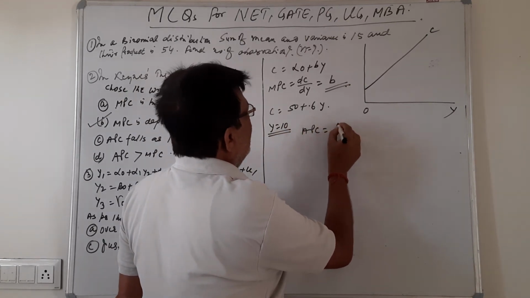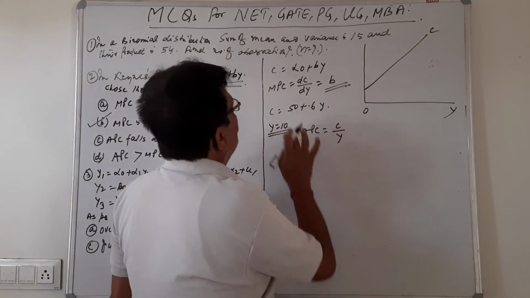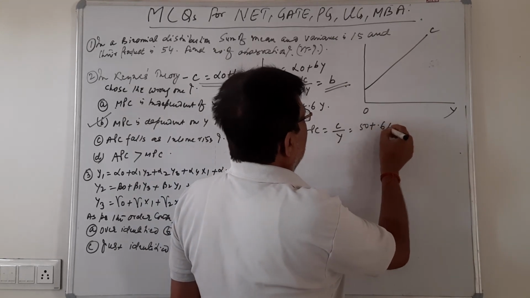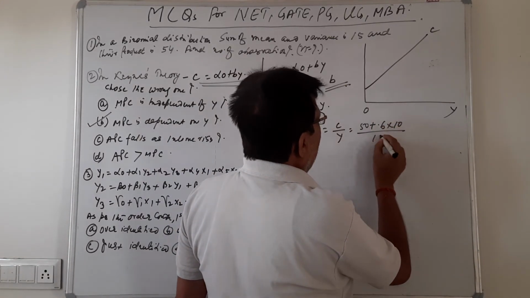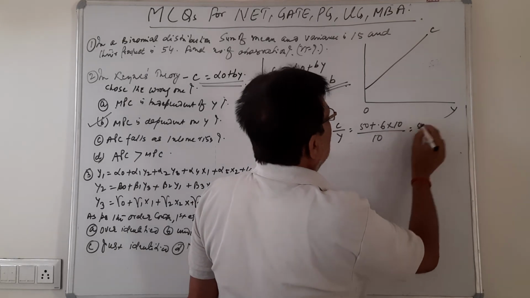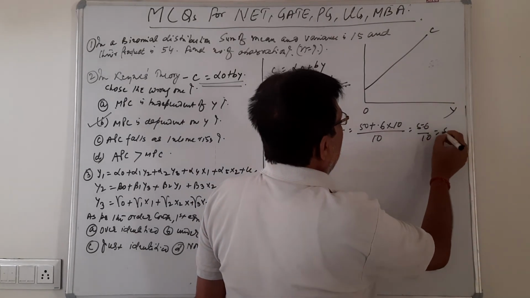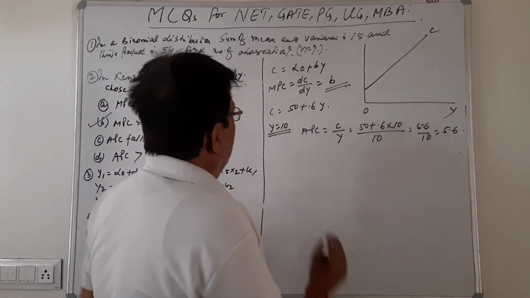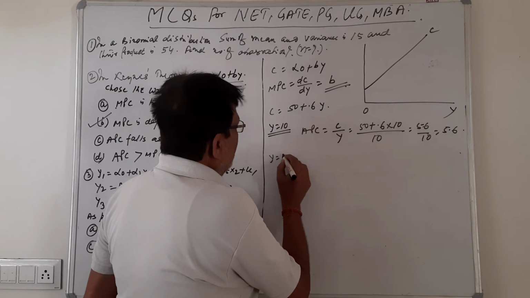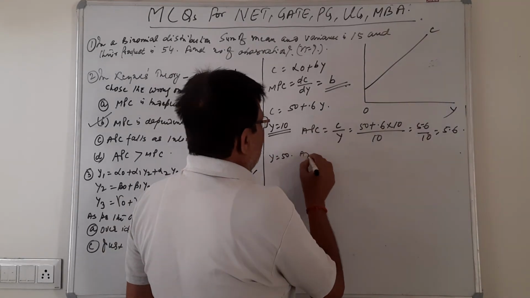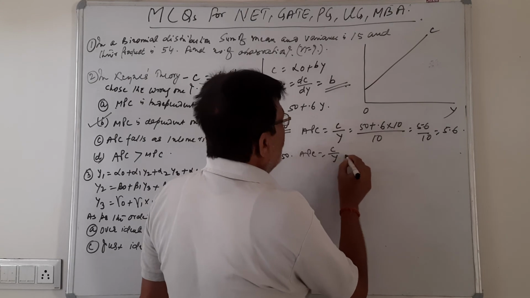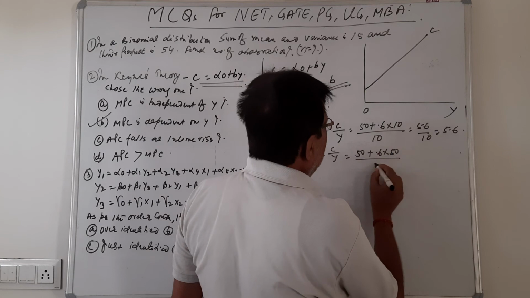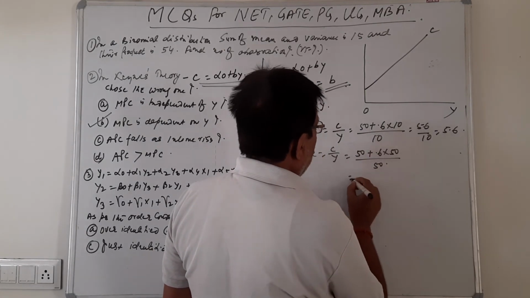Then APC is C by y, this is C, so 50 plus 0.6 into 10 and divided by 10, that is 56 by 10, that is 5.6. So if y is 10, APC has become 5.6. Let y be increased to 50. Let us see what happens. APC is C by y, 50 plus 0.6 into 50 and divided by 50.